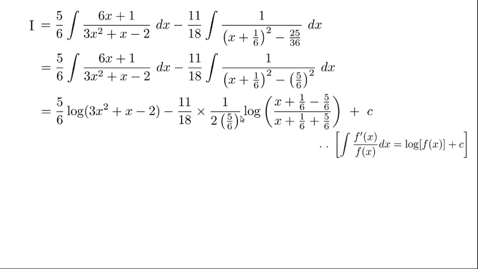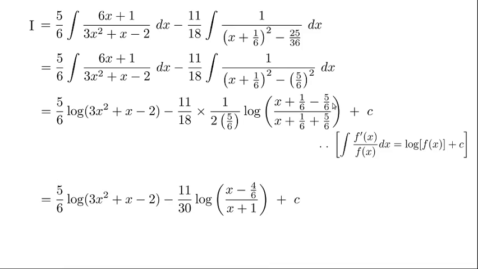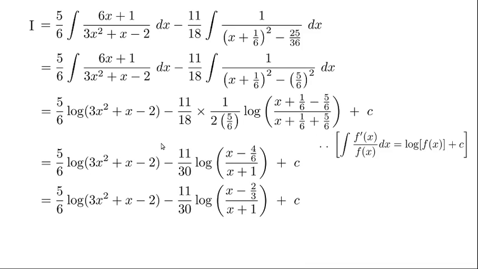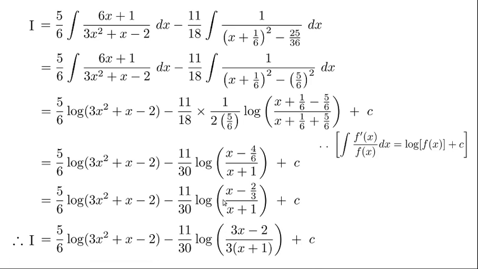So 5 by 6 times log of 3x square plus x minus 2 minus 11 by 18 into 1 upon 2a, a is 5 by 6, 2 into 5 by 6, log of x minus a upon x plus a, that is x plus 1 by 6 minus 5 by 6 upon x plus 1 by 6 plus 5 by 6. 1 by 6 plus 5 by 6 is 6 by 6, which is 1. 1 by 6 minus 5 by 6 is minus 4 by 6, which becomes minus 2 by 3. So 5 by 6 log of 3x square plus x minus 2 minus 11 by 30 log of x minus 2 by 3 upon x plus 1. And now here we simplify it. That is, I can multiply and divide by 3. So that finally gives you I equals 5 by 6 log of 3x square plus x minus 2 minus 11 by 30 log of (3x minus 2) upon 3 times (x plus 1) plus c.